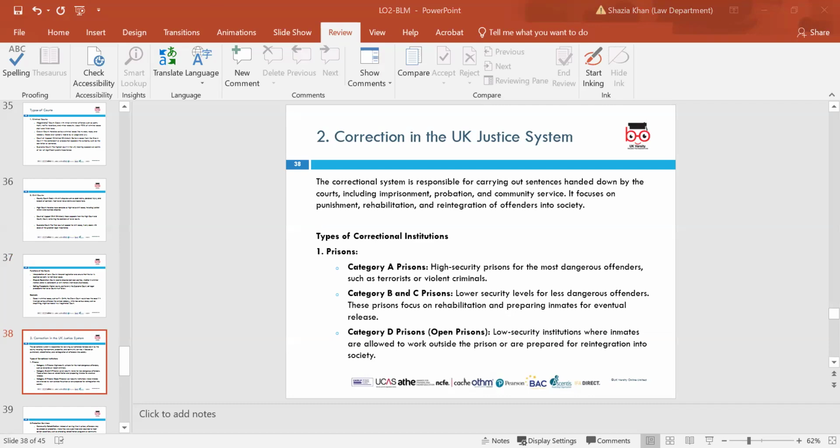So looking at 2.2, corrections in the UK system. The correctional system is responsible for carrying out sentences handed down by courts, including imprisonment, probation, and community service. It focuses on punishment, rehabilitation, and reintegration of offenders into society.